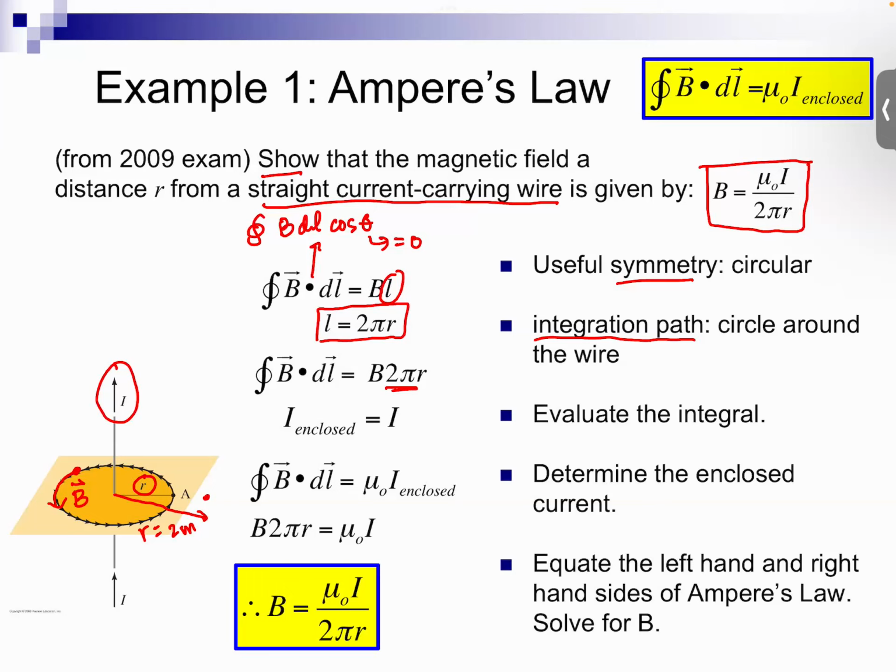Any questions about Ampere's law, how to apply that equation? It's a recipe, and usually the integration path is circular. So more often than not, the left-hand side will always be B times 2 pi r. And your main task, therefore, is to find how much current is inside the closed path.